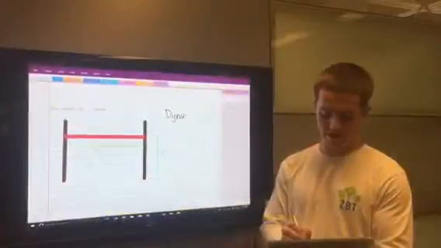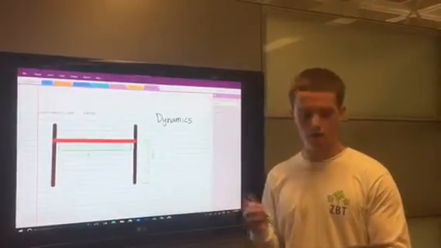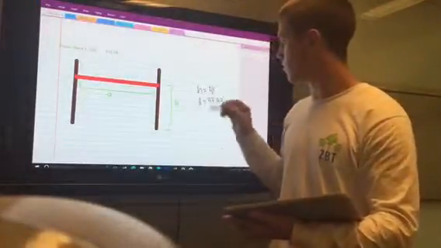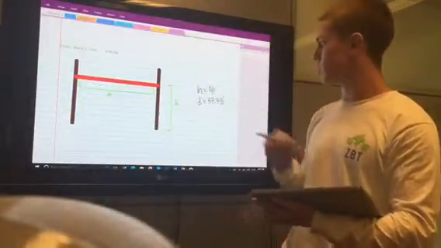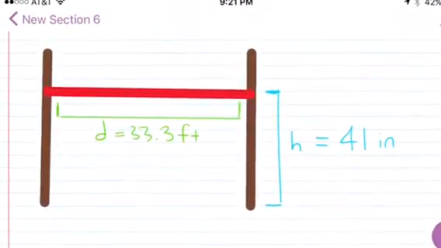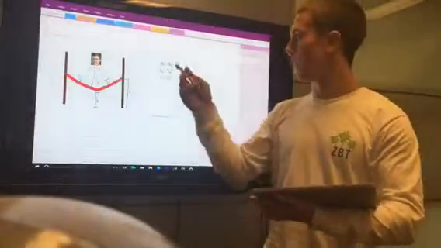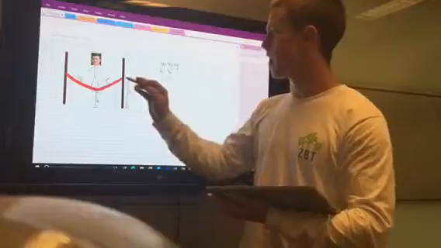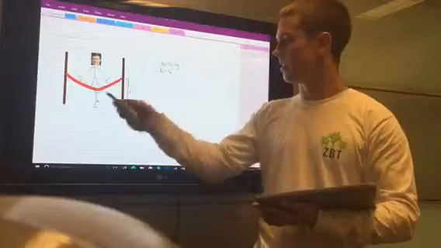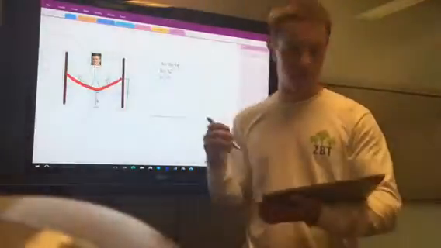This is because we have an object in static equilibrium and we are analyzing the forces acting on him and the objects around him. So we've initially got the measurements: the height was 41 inches, the distance between trees was 33.33 feet, and Paul's mass here is 70 kilograms. The height from where the slack line is attached to the ground is 41 inches, and the height from the bottom of the slack line when he's standing on it to the ground is 16 inches.